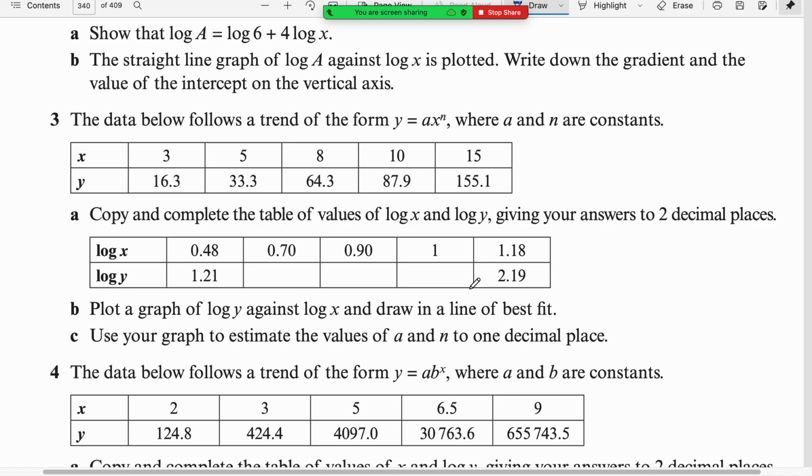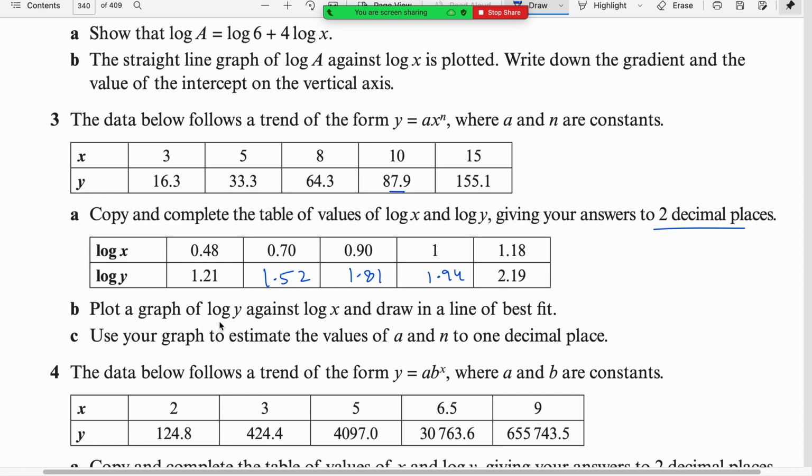So log of 33.3 is 1.52. Log of 0.09 is negative 0. Sorry, why am I taking 0.9? 64.3. Log of 64.3 is 1.81, rounded to 2 decimal places, and log of 87.9 is 1.94, up to 2 decimal places.